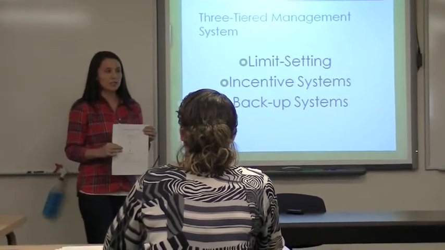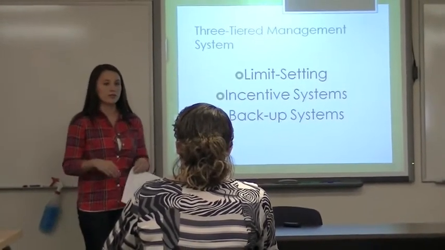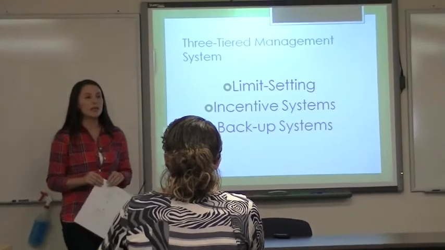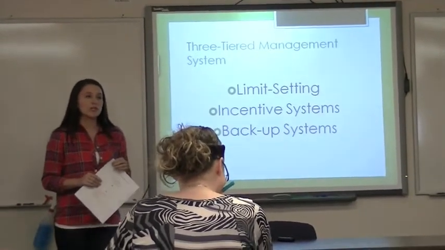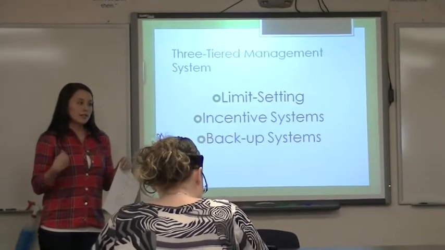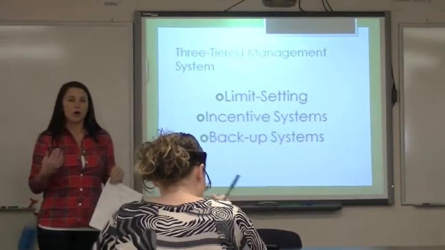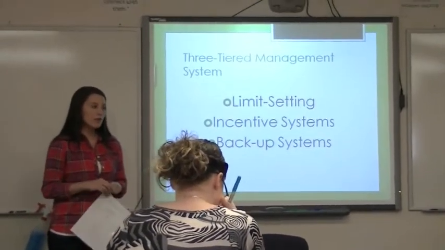And then incentive systems was the second. That's in yellow because you need to start slowing down and not use those as much as the limit setting. I have examples on here like using stars or showing their work. It's basically something that's going to make them want to cooperate and want to do good.